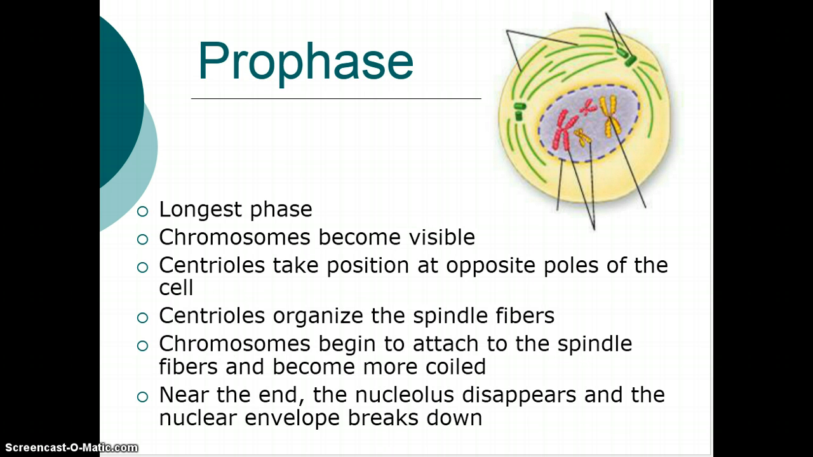The first one is prophase, which is the longest phase. Here, the genetic material that's in the nucleus of the cell will become visible. Prior to that, you can't see the genetic information inside the nucleus. You can't see the DNA. But during prophase, it coils up and becomes very visible in the nucleus.